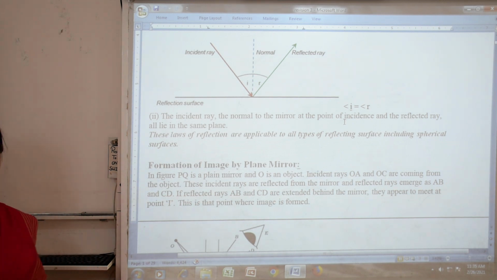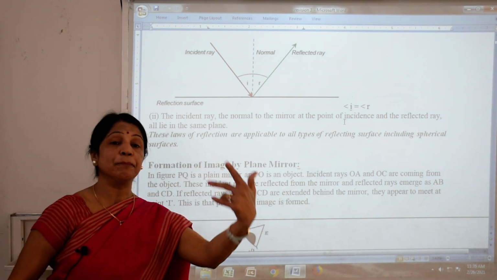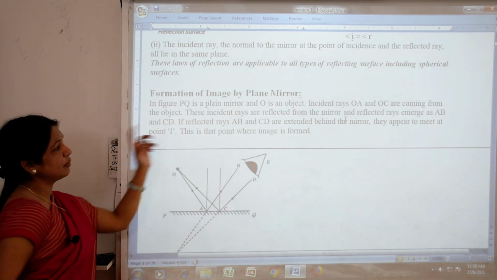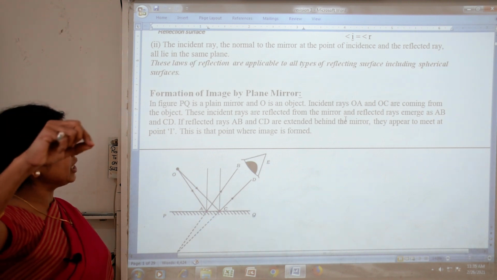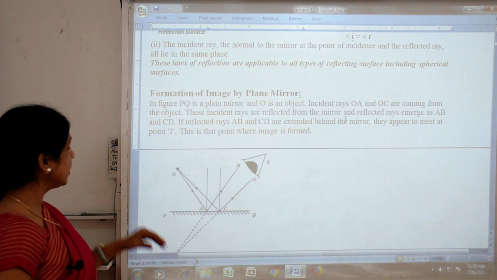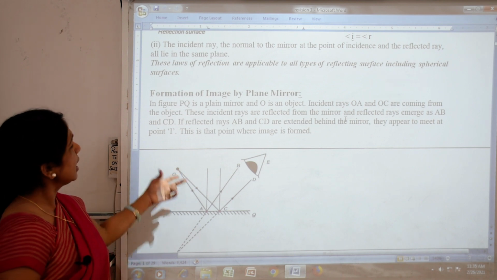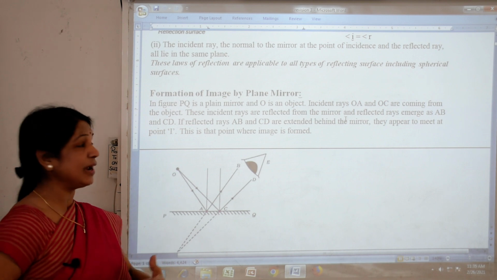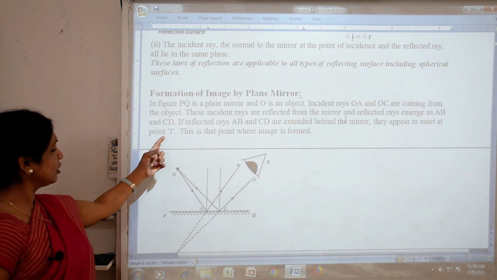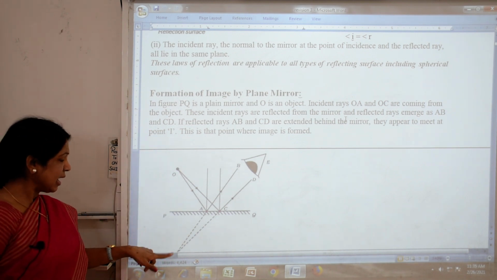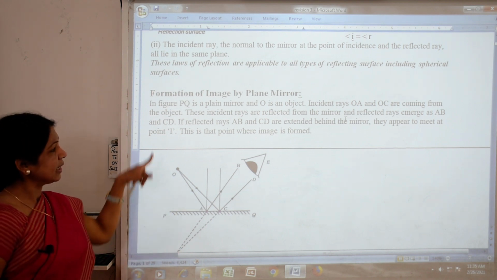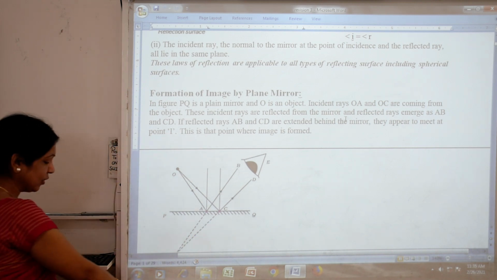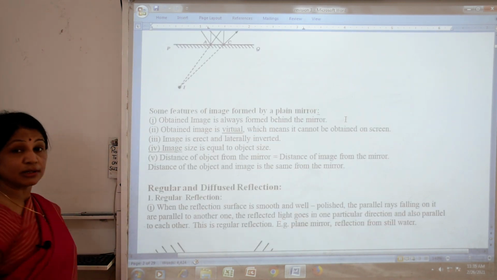Now further, we are going to see the image formation by the plane mirror. In the figure PQ, we take a plane mirror, and O is an object, with an incident ray OA. Here the incident ray OA is coming from the object, and this ray is reflected and appears to meet at the point I. What is the point I? It's reflected up to here, and this is the point where the image is formed. So by this reflection we can see various things in the mirror.